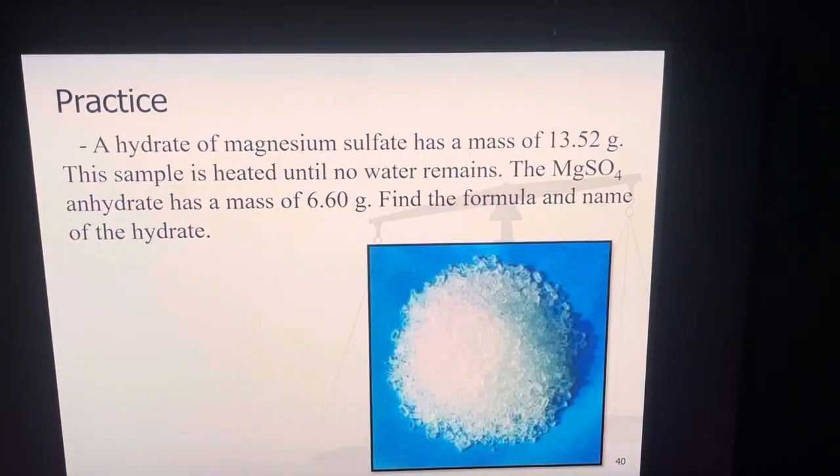So you're going to practice this. This is, I believe, our last slide. A hydrate of magnesium sulfate has a mass of 13.52 grams. The sample is heated until no water remains. The magnesium sulfate anhydrate, meaning the water's gone, has a mass of 6.6. Find the formula and name the hydrate. So do the same process on the last slide that we did and determine the formula for that.